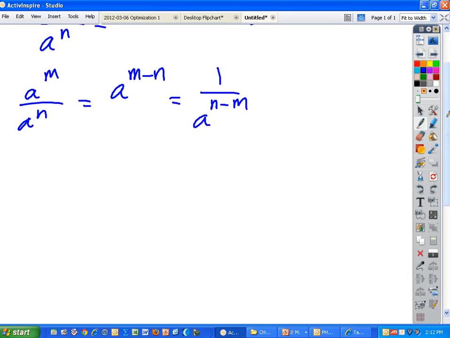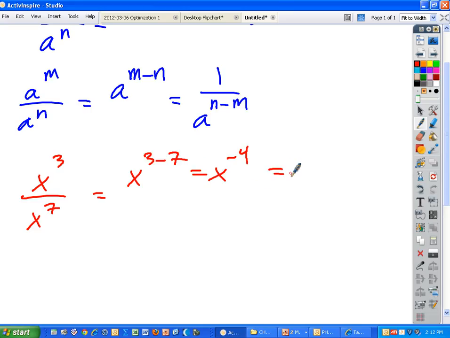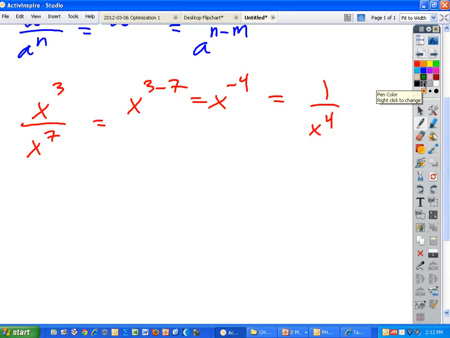What if I gave you the problem x cubed over x to the 7th? According to the book and the PowerPoint and all that stuff, what I would have to do is write that as x to the 3 minus 7, which is x to the minus 4, and then what do I do with the negative exponent on top? Put it on the bottom. Well, look how much easier it is if I just do this.